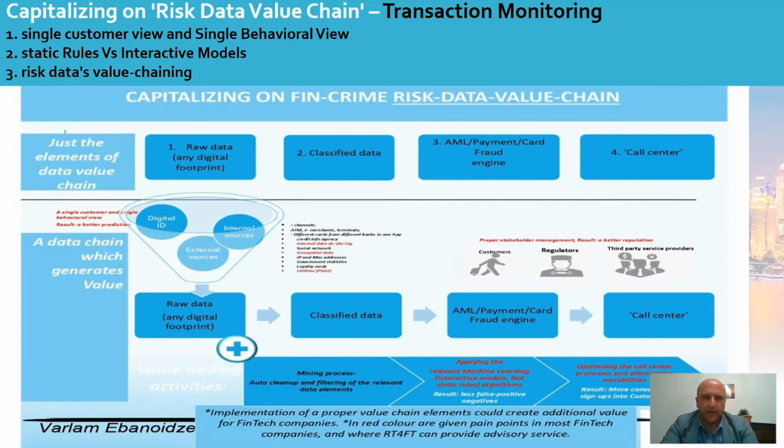This level of transactions is only achieved based on the proper interactive model, the so-called machine learning element within the transaction monitoring services. And the transaction monitoring services and interactive models work better when they are integrated with our partners, and they receive additional information in real time through APIs. So this is the illustration of the risk data value chain.